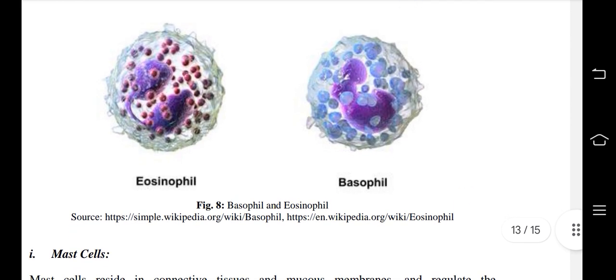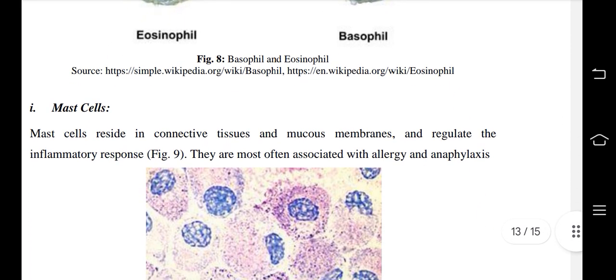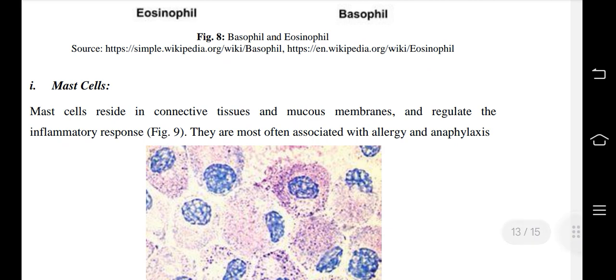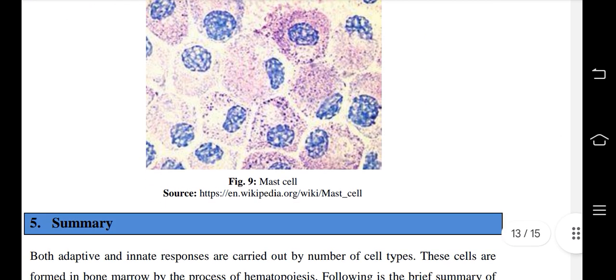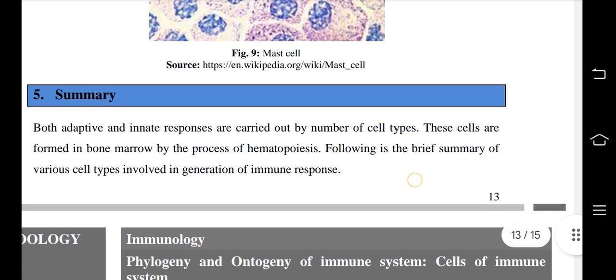Basophil and eosinophil. And mast cells. Mast cells reside in connective tissue and mucous membranes and regulate the inflammatory response. They are most often associated with allergy and anaphylaxis. Mast cells. So now let's have a summary.